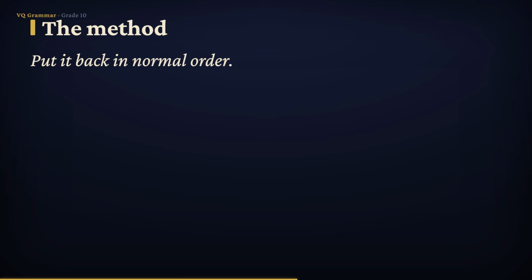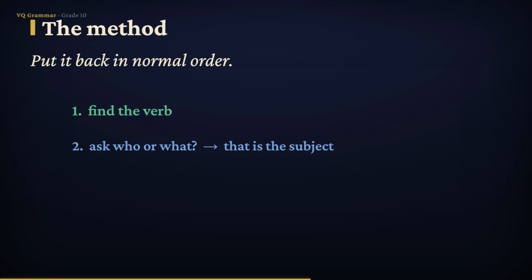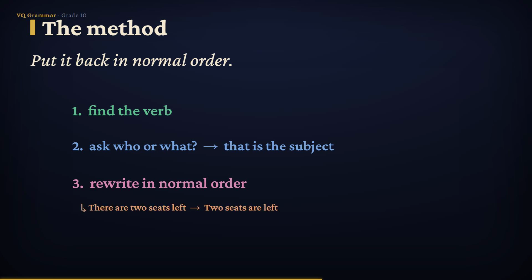Let's fold all of that into one method you can run on any inverted sentence. Step 1. Find the verb. It is usually near the front, and it is the easiest piece to spot. Step 2. Ask who or what is doing that verb. Whatever answers that question is your subject, no matter where it is hiding. Step 3. Rewrite the sentence in normal order, subject first. There are 2 seats left becomes 2 seats are left.